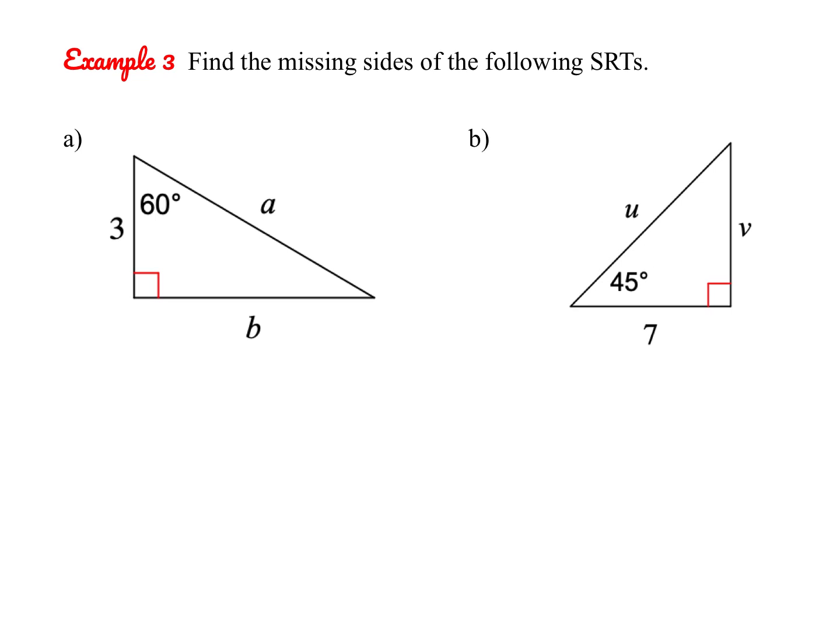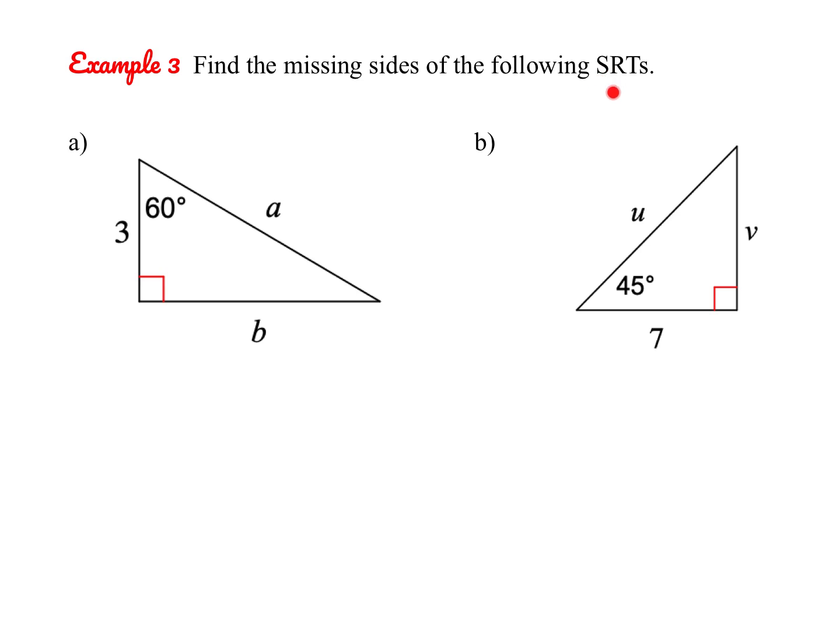All right, let's give these two problems a try. We're going to find the missing sides of the following SRTs, which stands for special right triangles. So again, if we use the ratios we already know, these problems are actually really quick and easy. So I'm going to recreate my own little 30, 60, 90 over here. So 60 degrees, that makes this 30 degrees.